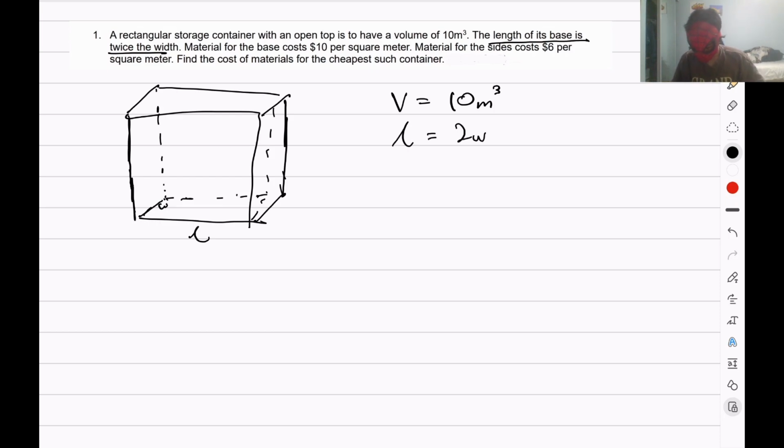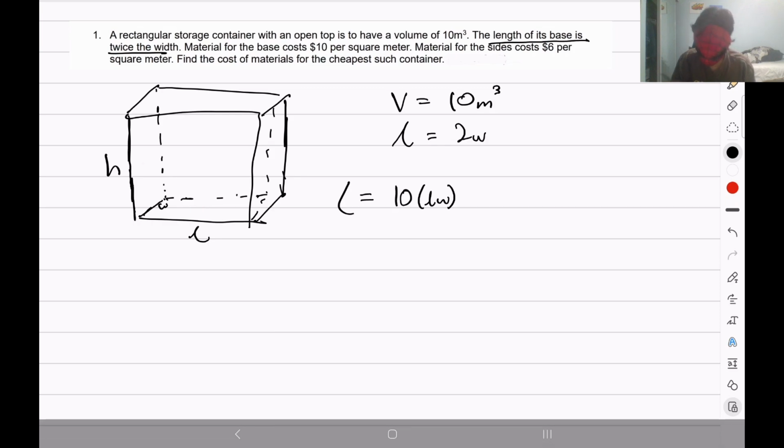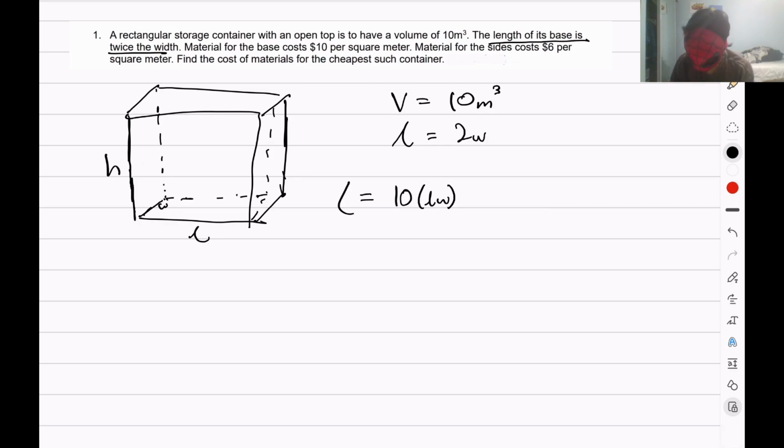Since we're optimizing the cost for this, let's create a cost function. So we can actually optimize it. So the cost is equal to $10 per square meter for the base. So there's a base which equals the length times width. So $10 times length times width. And a side note, a property of a rectangular box is that each opposite side has the same area. So the base would have the same area as the top. But since it's an open box, we will not include the top's area. An open box means that there's no top for the box.